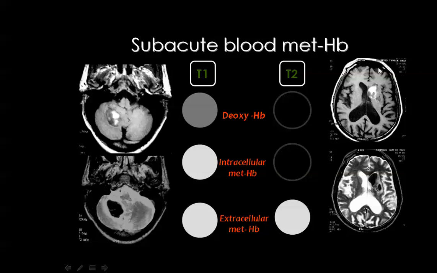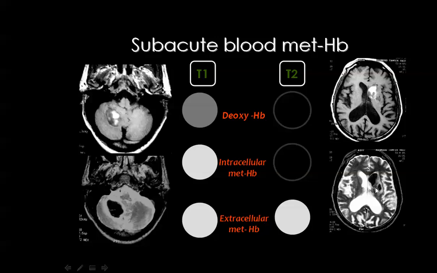Then look at this MRI, T1 and T2 weighted image. Look at this hematoma, which is bright in the T1 and dark in the T2, and this is a subacute subdural hematoma, intracellular methemoglobin. Then look at the smaller component here, which is gray in the T1 and black in the T2, and this is acute blood, which is the oxyhemoglobin.